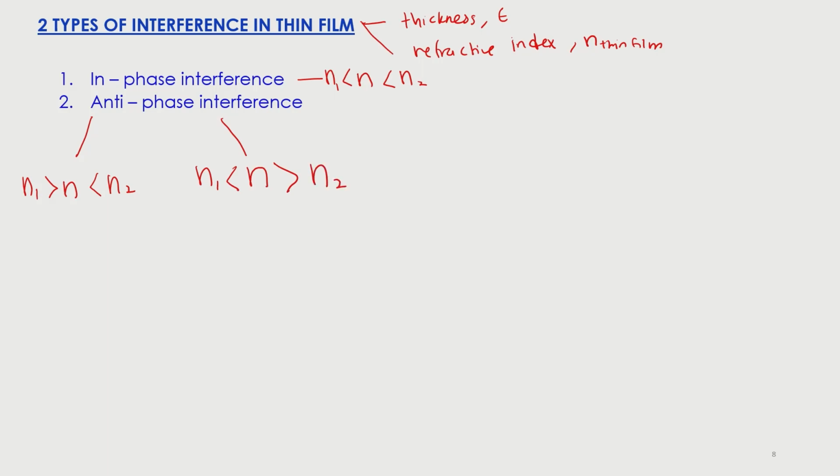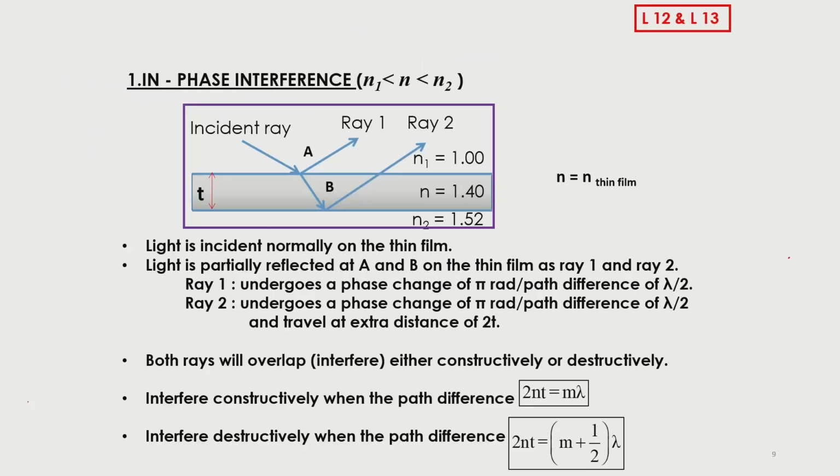So now let's look at these two types of interference in thin film. In-phase interference, where the refractive index of the thin film is higher than the refractive index of medium 1 and lower than the refractive index of medium 2. So light is incident normally on the thin film. Then it is partially reflected at A and B on the thin film as ray 1 and ray 2. So will ray 1 undergo a phase change? Okay, let's have a look.